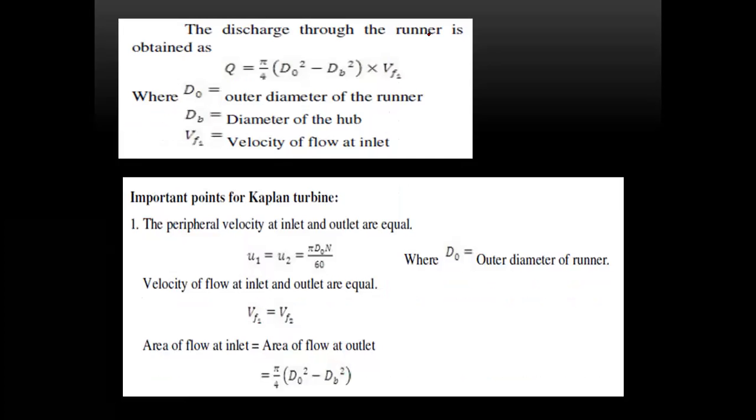The discharge through the runner is obtained as Q equals pi by 4 into D naught square minus Db square into Vf2, where D naught is the outer diameter of the runner, Db is the hub diameter, and Vf2 is the velocity of flow at the outlet.